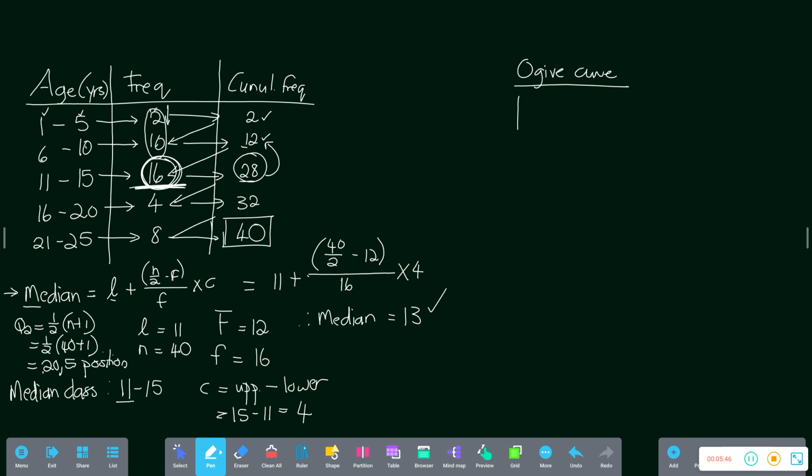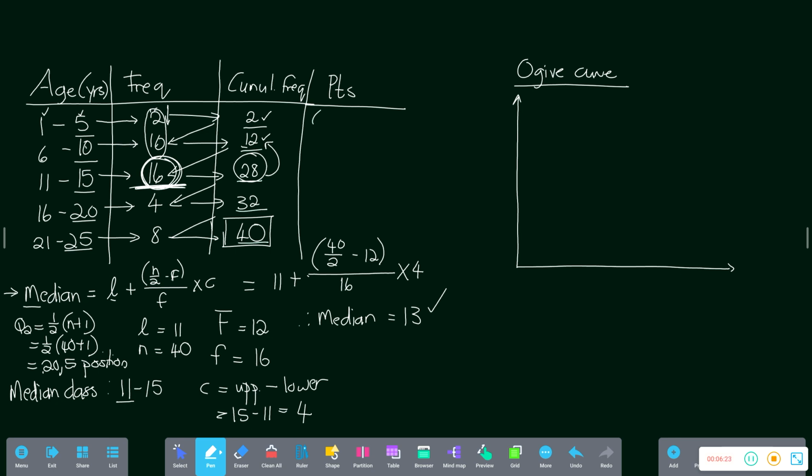Okay, the Ogive curve, basically we are working in the first quadrant of the Cartesian plane. Then we use the information in our frequency table to calculate the points that we are going to plot on the Ogive curve. The points that we're going to plot are essentially the upper class limits. These represent the x coordinates, and the cumulative frequencies are going to represent the y coordinates.